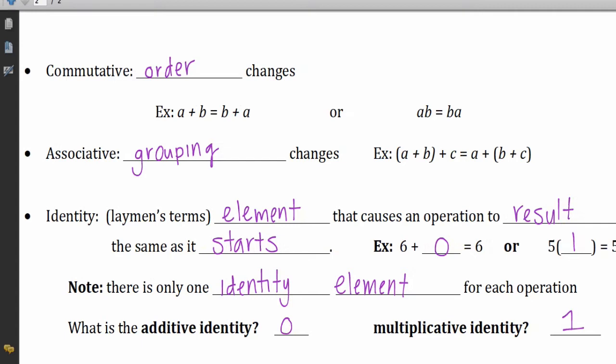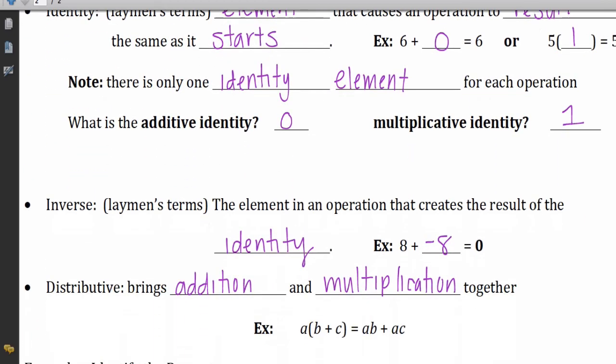In multiplication, what could we multiply by 5 to get 5 back? Well, we know that we can multiply 5 by 1 to get 5 back. So we call these numbers our identities because doing the operation with these numbers gives us back our original element. It gives us back what we started with. And it is important to note that there is only one identity element for each operation. Our additive identity is 0 because we can add 0 to any number and get that number back. Our multiplicative identity, it's a fun word, try and say it, is 1 because if I multiply anything by 1, I'm going to get that number back.